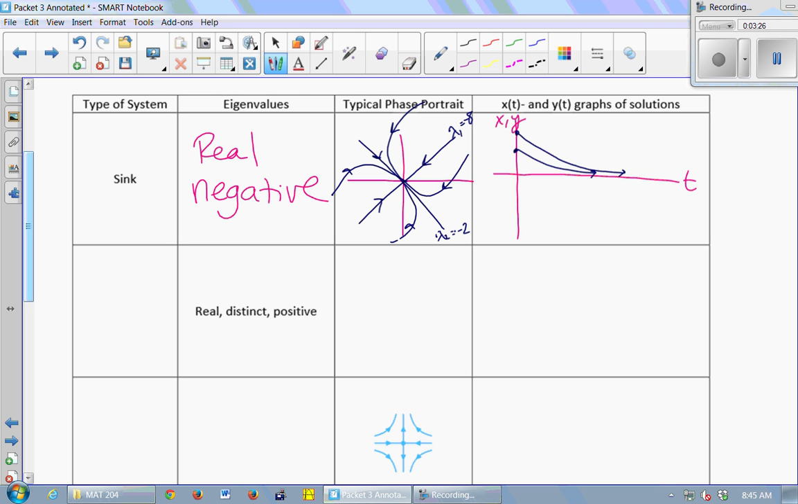All right, what kind of system has real, distinct, positive eigenvalues? Source. I should have put distinct up here too. They need to be 2 different eigenvalues to get a sink. My typical phase portrait is going to look just like the phase portrait I drew up here, except all the arrows are going to point out. And again, it's going to be tangent. They're going to leave the origin tangent to the eigenvector that's closer to 0 and end up parallel to the one that's further from 0.